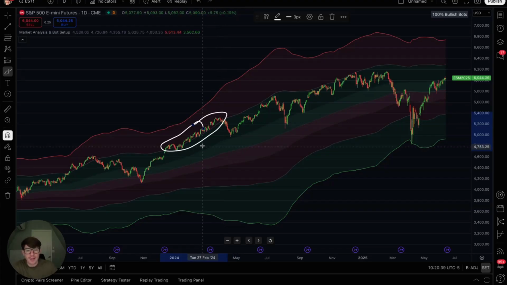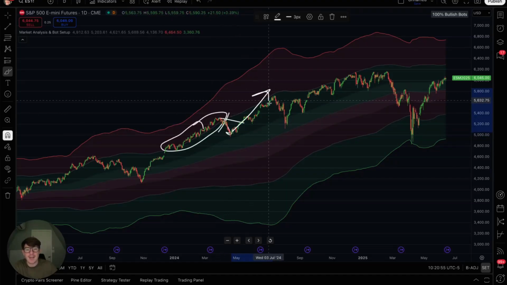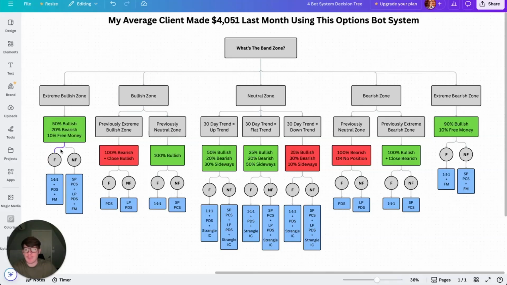We also don't like fighting the trend. So 50% of our trades will be in bullish trades to make money to the upside, and we'll have 20% of our money inside bearish trades so that when the market rolls over, we can then close out the bullish trades and let the bearish trades run and profit, reset, and then get back in and start trading to the upside. So that's how that works for the extreme zone.